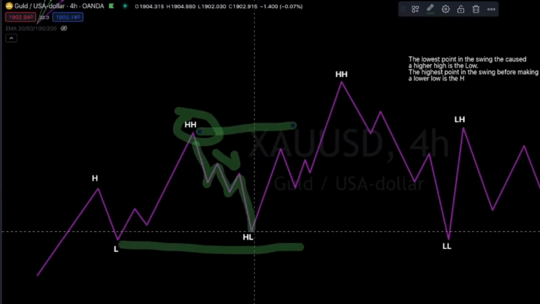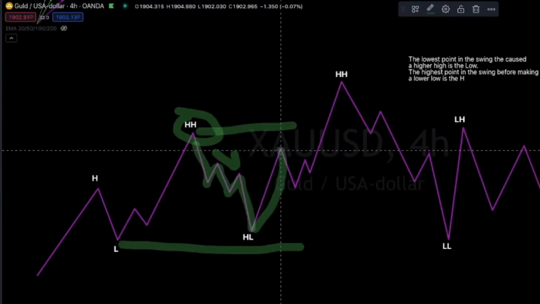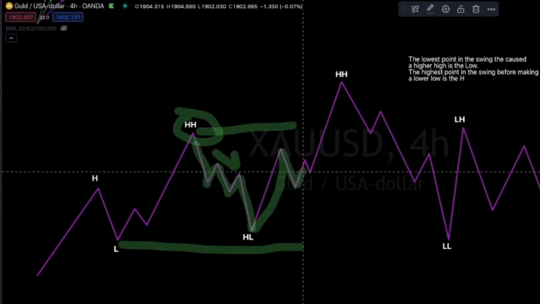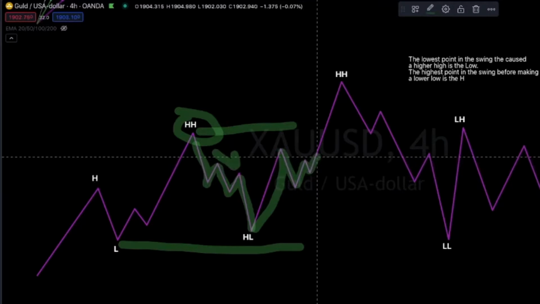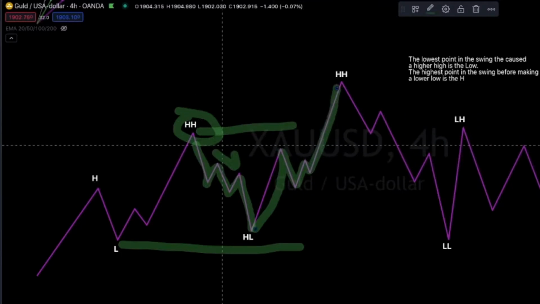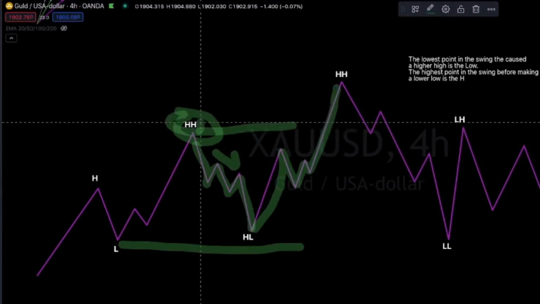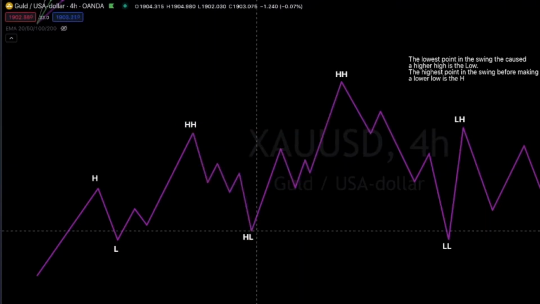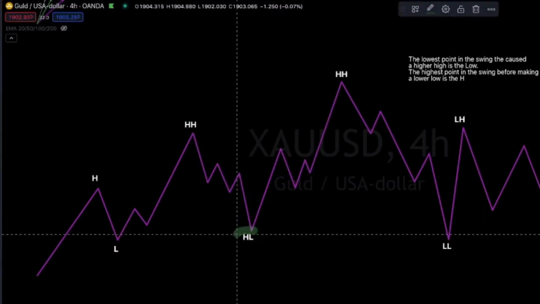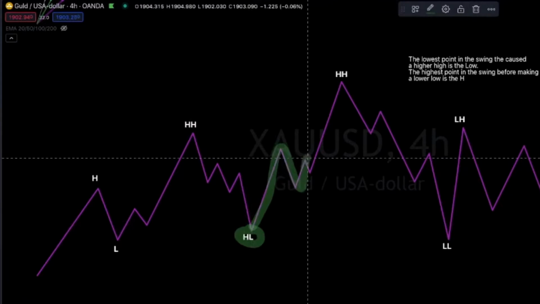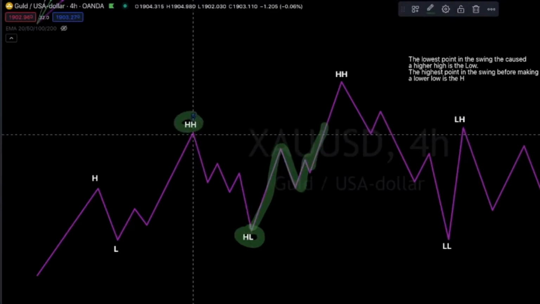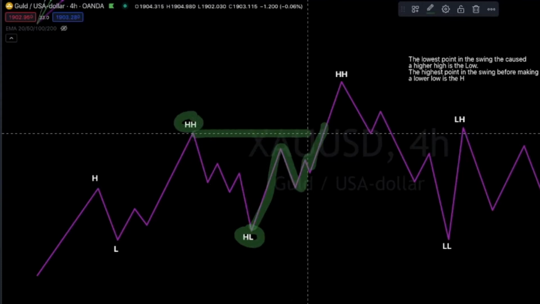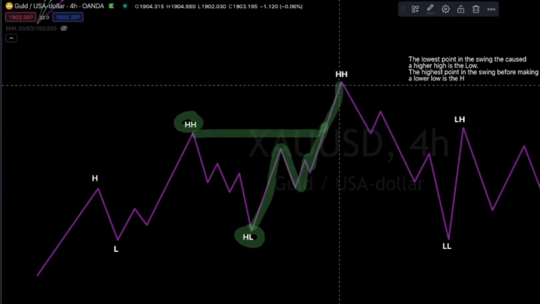Now market starts to push, creates a high, a low, a lower high, a low, and then pushes up. And does what? It breaks the previous high. Break of structure. So because this higher low here pushed up and broke the previous highest high, or the most recent highest high, it broke it and created a new higher high.